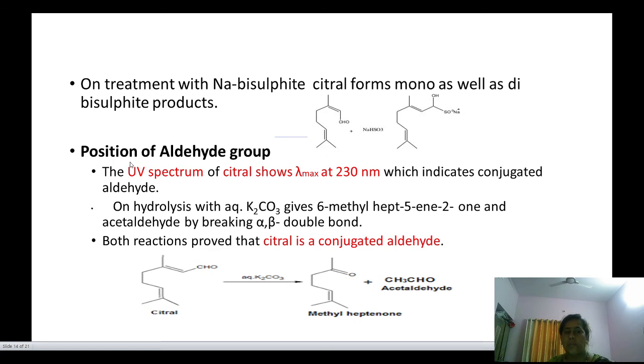Now, to show the position of the aldehyde group, when we take the spectrum of citral, it shows a lambda max value of 230 nanometer, which indicates the presence of a conjugated aldehyde. Also, on hydrolysis with aqueous potassium carbonate, it gives rise to 6-methylhept-5-en-2-one and acetaldehyde by breaking the alpha beta double bond. Citral gives a methyl heptenone plus an aldehyde, which shows citral is a conjugated aldehyde.